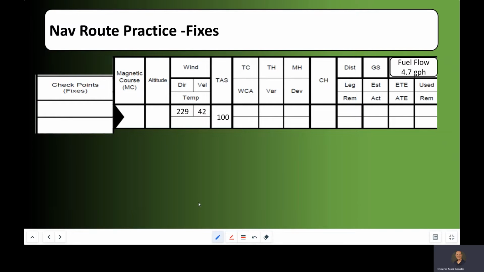printout you brought from Harney Lake to Silver Lake is our route that we're going to be flying. And we're going to start off with putting in our fixes. So I guess it's called Harney Lake.